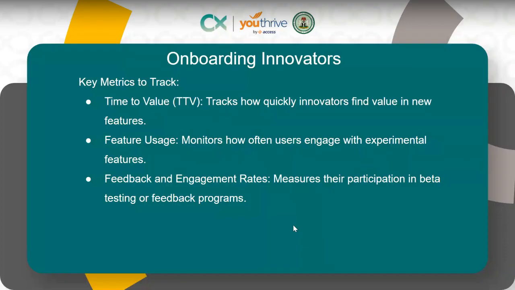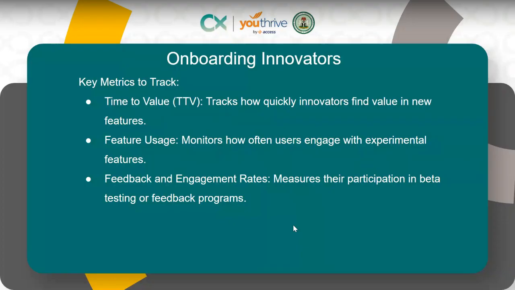All right, you're looking at feature usage. You're monitoring how often users engage with experimental features. Are they curious about another feature just to see what it does? You're looking at feedback and engagement rates. Measure their participation in beta testing and feedback programs. So this is what you're tracking at onboarding when you're trying to onboard innovators.